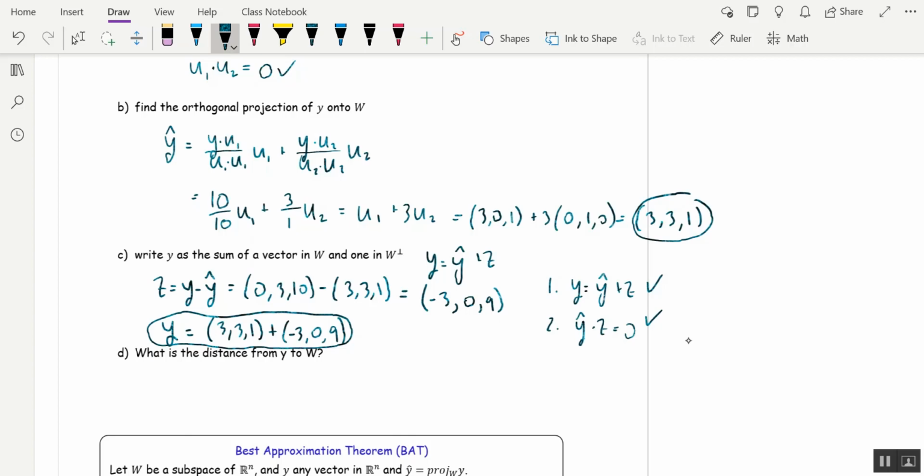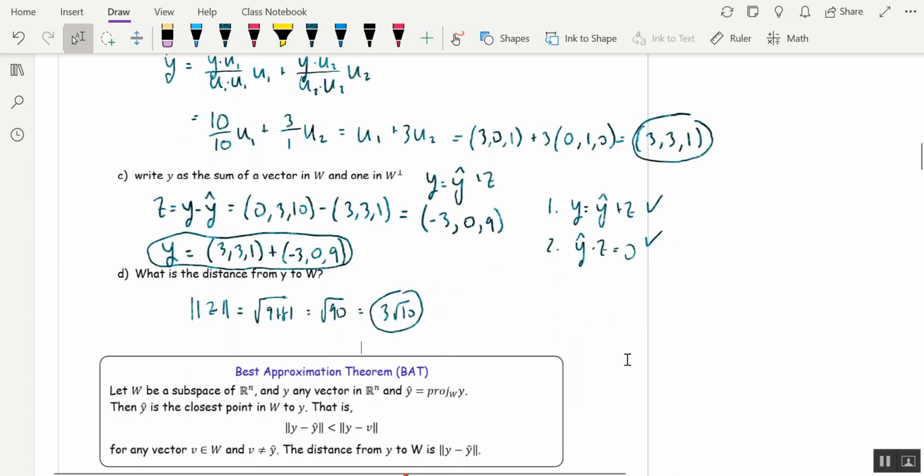And finally, what is the distance from y to W? We want the length of z, which is the square root of 9 plus 81, which is the square root of 90, or you could write 3 root 10. The best approximation theorem justifies this word distance.